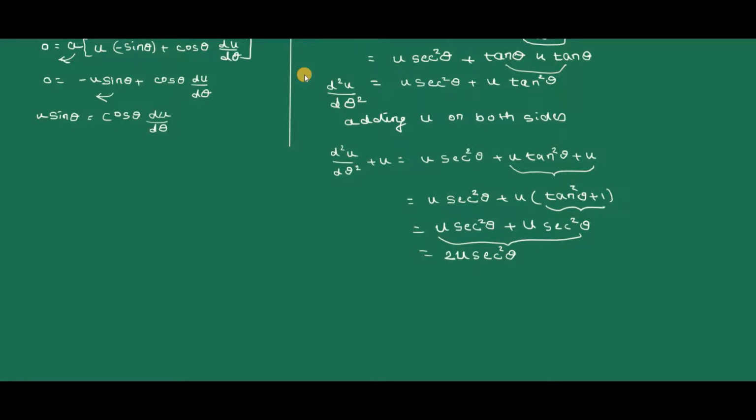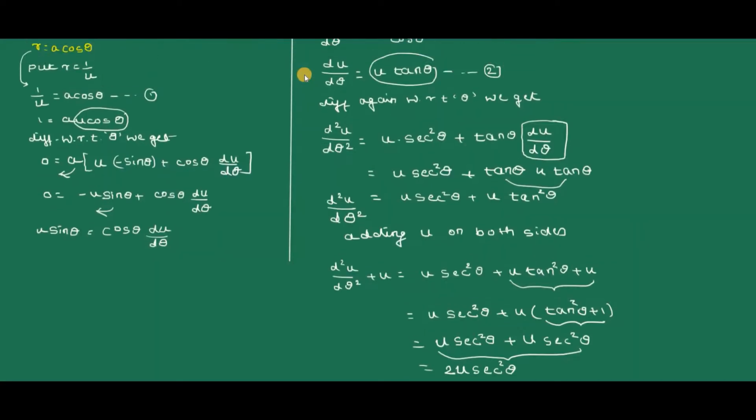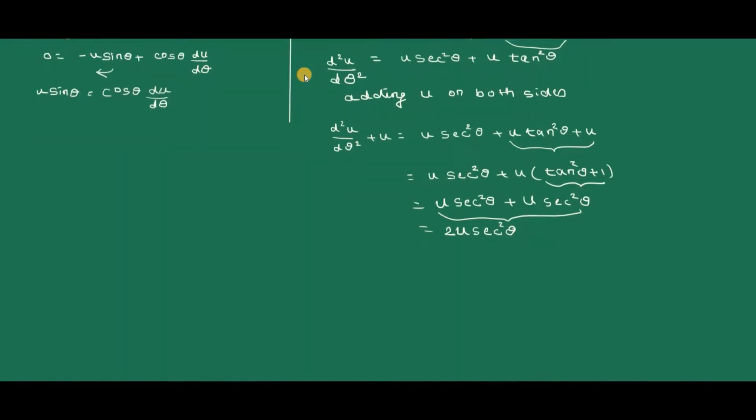But if you see equation number 1, from equation 1, what is the cos theta value? Cos theta is equal to 1 divided by a u. And if cos theta is equal to 1 by a u, then sec theta is equal to a u only. So you have to substitute the value for sec theta. So this is equal to 2u into sec theta value, which is a u, whole square. And in total we can write it as 2 times a square u cube.